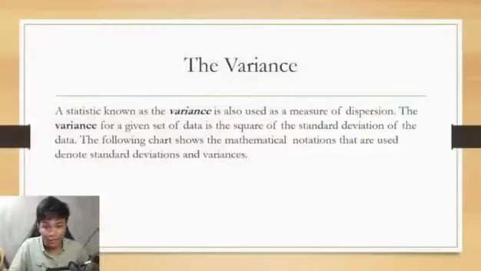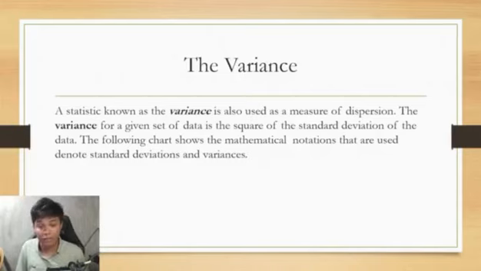So ngayon, mag-proceed ngayon tayo dito sa the variance. A statistic known as the variance is also used as a measure of dispersion. So yung nakita nyo kaninang table na yun, set of data, ang tawag po doon is variance. And yun siya ay mini-measure of dispersion. So the variance for a given set of data is the square of the standard deviation of the data.